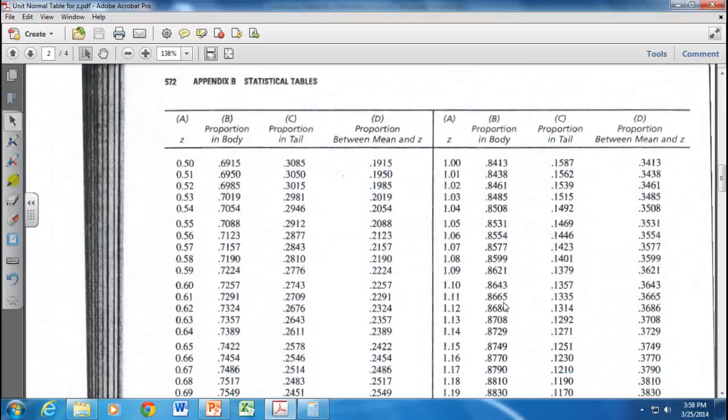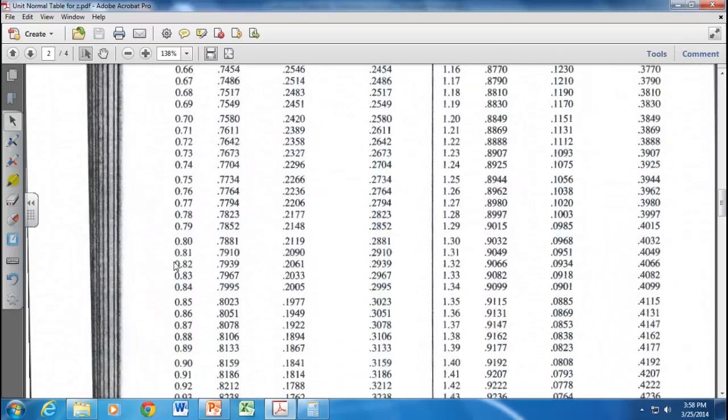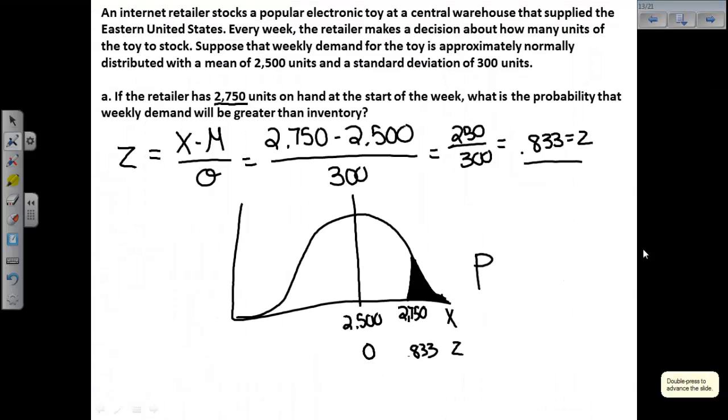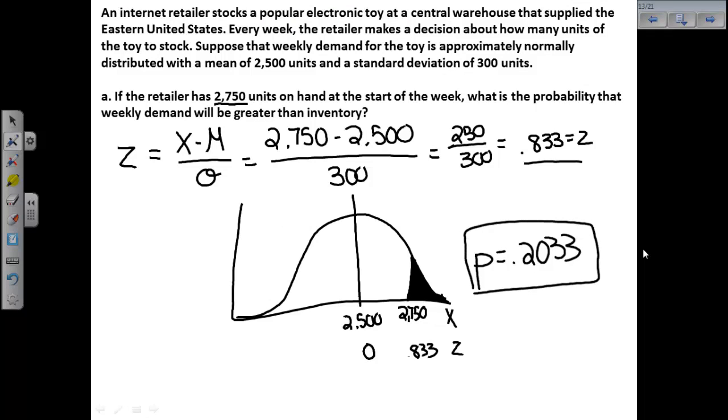Looking for the Z-score of 0.83, proportion in the tail, 0.2033. So we can tell that the probability that we won't have enough units, that our demand will be greater than our inventory, is 0.2033. Or in other words, there's a 20.33% chance that we will run out of units. We won't have enough to supply the demand.